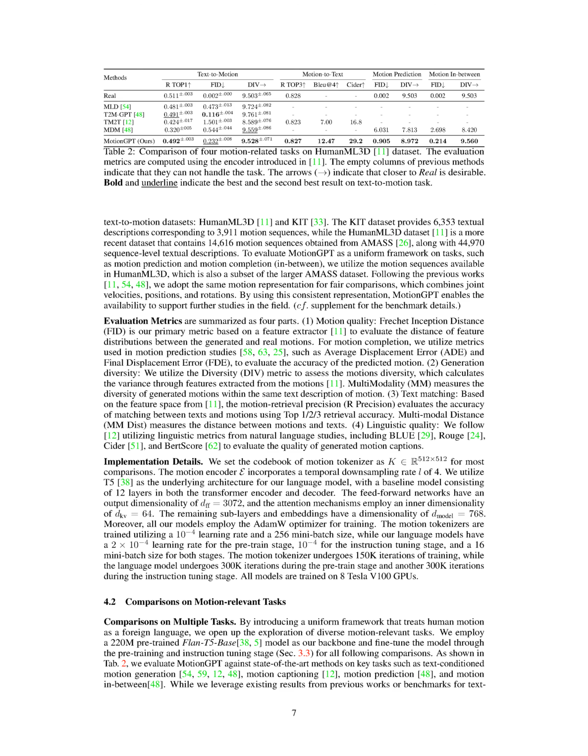Section 4.2, Comparisons on Motion-Relevant Tasks. Section 4.2 is entitled Comparisons on Motion-Relevant Tasks, and it presents a thorough comparison of our model, MotionGPT, with other leading approaches in the field. The section is further broken down into comparisons on multiple tasks: text-to-motion, motion-to-text, and motion prediction and in-between tasks.